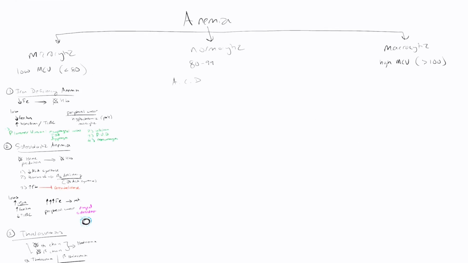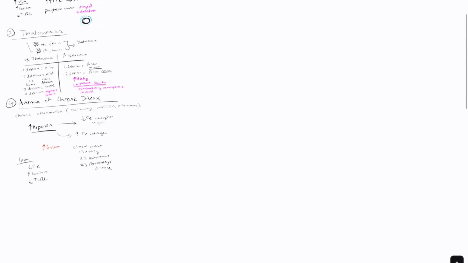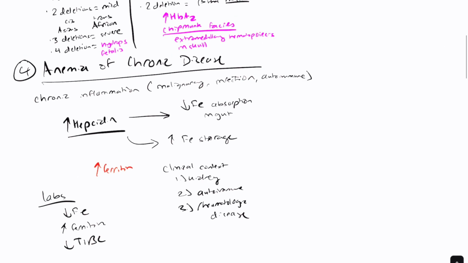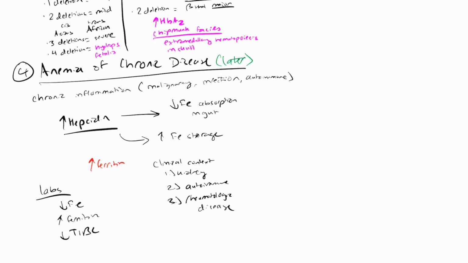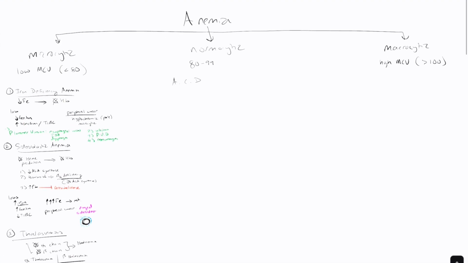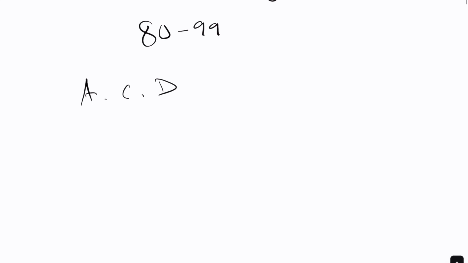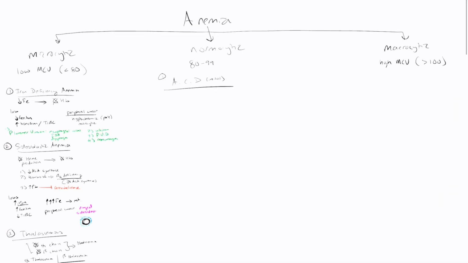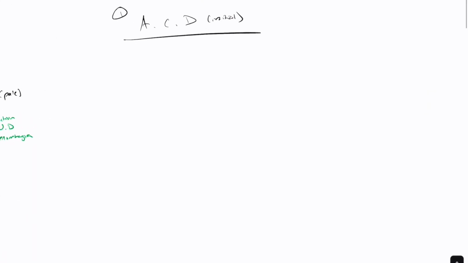Okay, I kind of talked about anemia of chronic disease. Symptomatic anemia of chronic disease is later, more advanced. In more advanced stages, that's what happens. Anemia of chronic disease is normocytic in the initial stages. So that's the first thing.